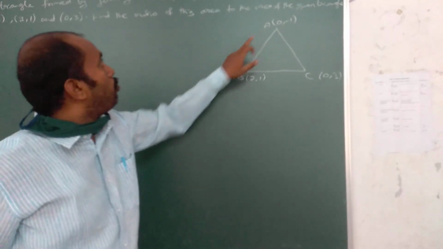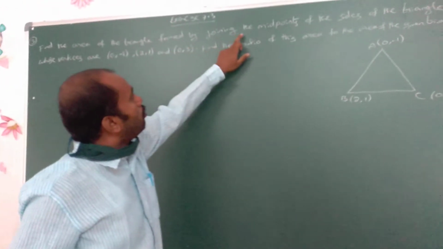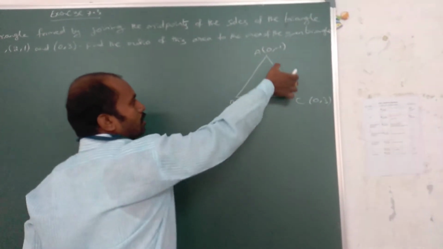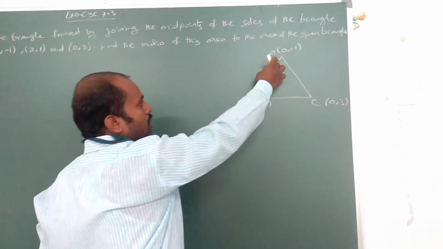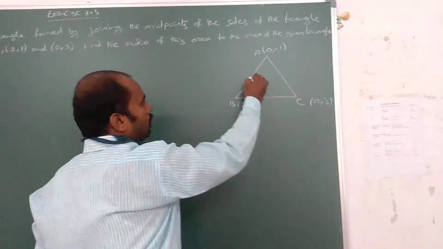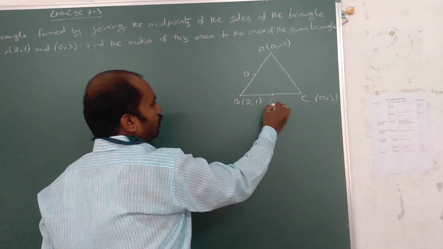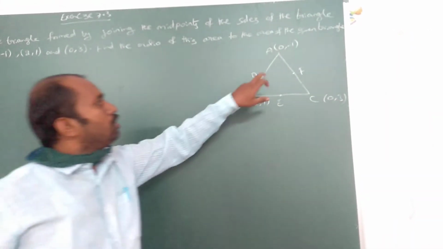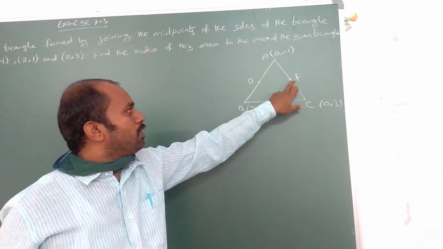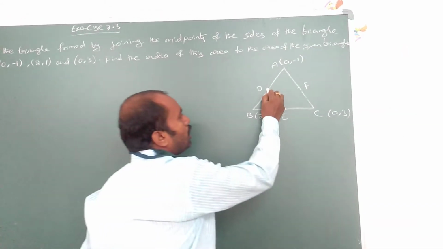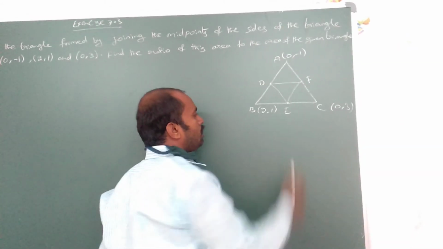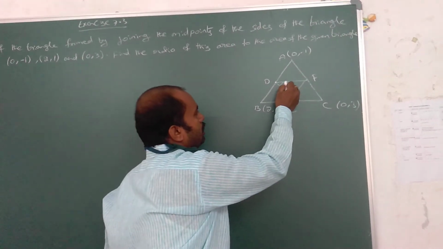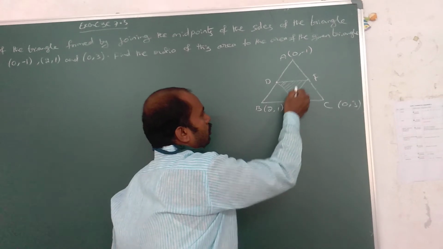Now you can take the midpoints here. The triangle is formed by joining the midpoints of the sides. Here AB is one side, BC the second side, AC the third side. These three sides have three midpoints, let us take them as D, E, F. These three midpoints form a triangle, and the triangle's name is triangle DEF.